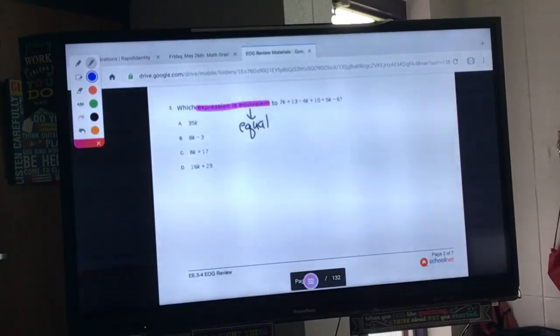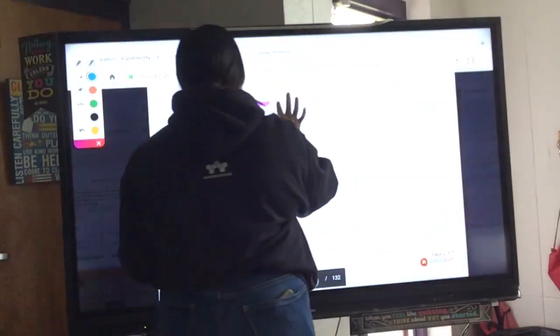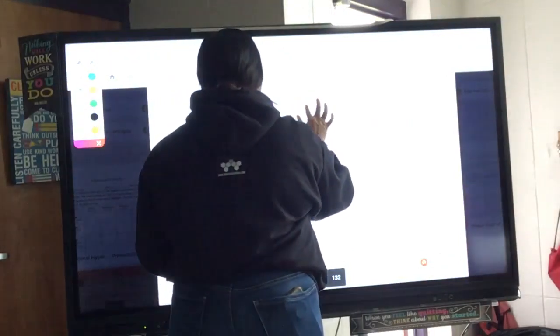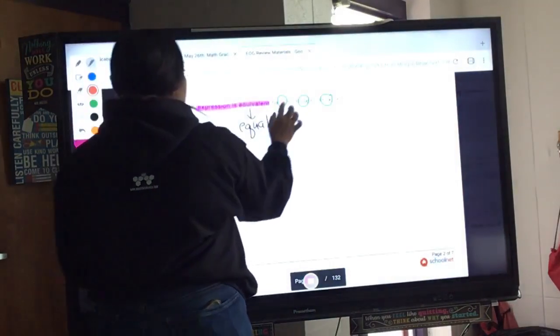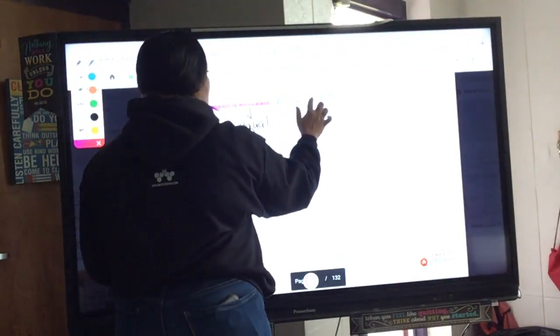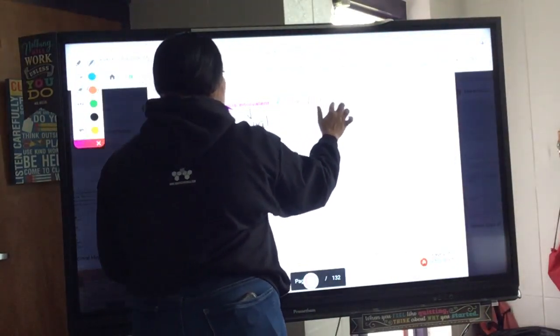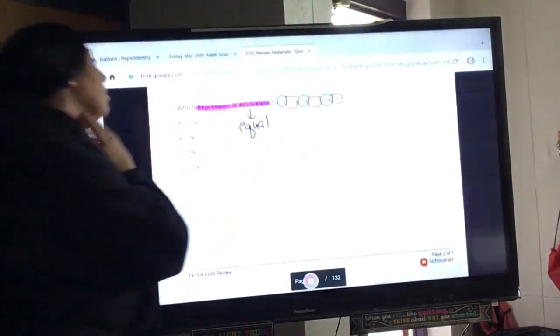Levi? Like all of them together? No, the same ones. Like 7k and 5k. So combining like terms. Yes, and we must use the operation in front of our numbers, because if you don't, you won't know how to combine them.